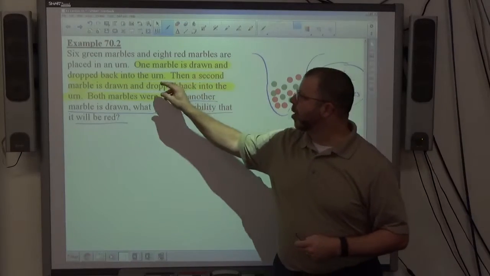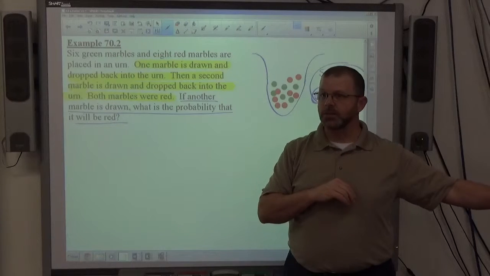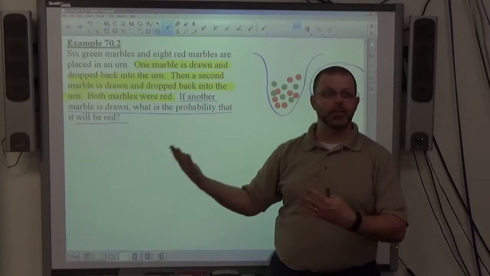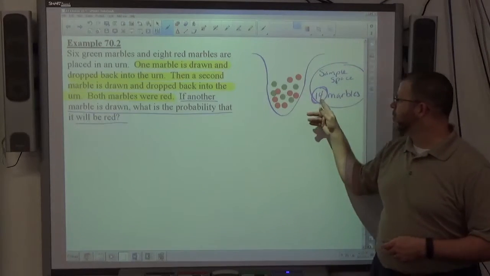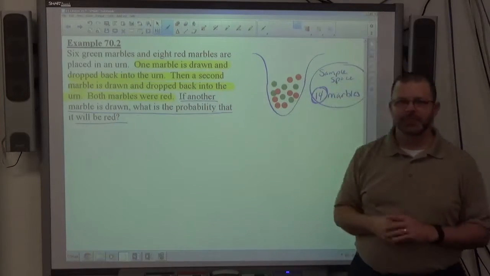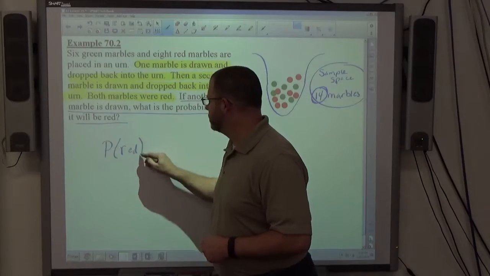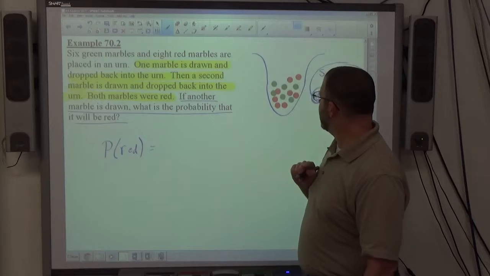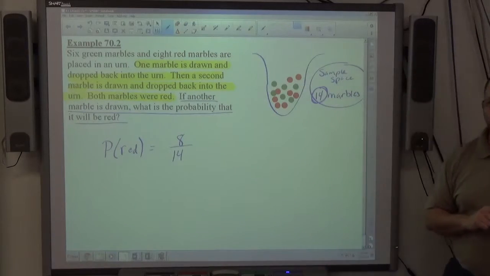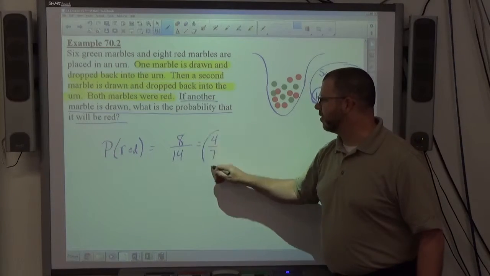Now, if this had said one marble's drawn and not placed back in the urn, and it was red, and another marble's drawn, not placed back in the urn, and it's red, that matters because now we've got 2 fewer red marbles, right? So the sample space has changed, the number of red marbles has changed, that would matter. But the fact they're being dropped back, that's useless. So we want the probability of getting a red marble in this problem. So the probability of getting red is there's 8 red marbles out of 14 marbles. Always reduce fractions to lowest terms, so 4/7 is the probability.